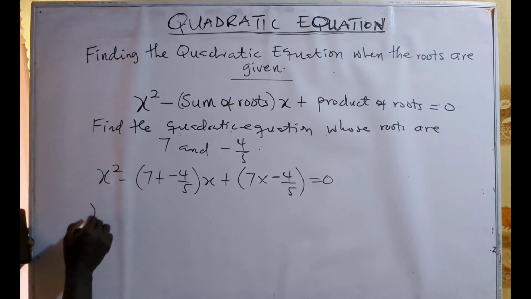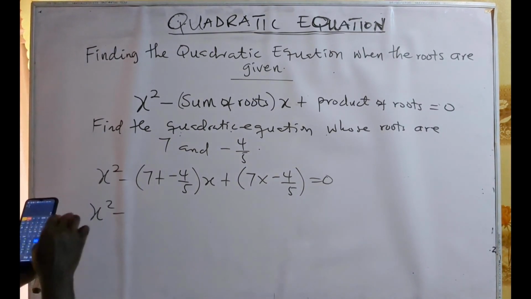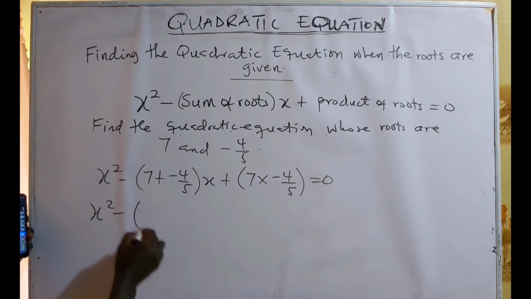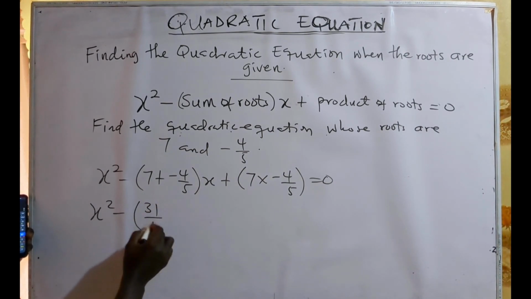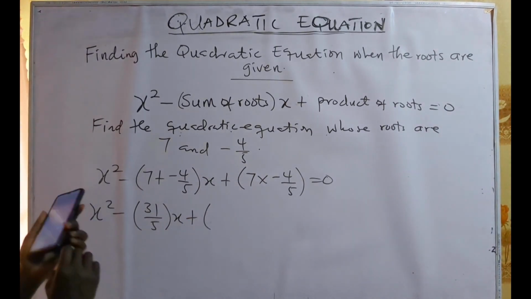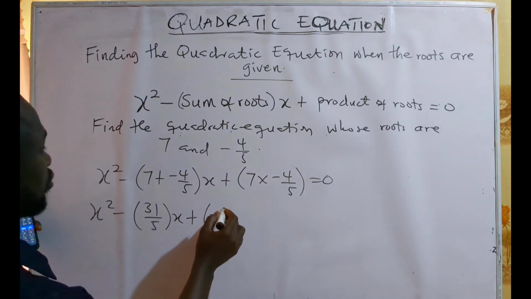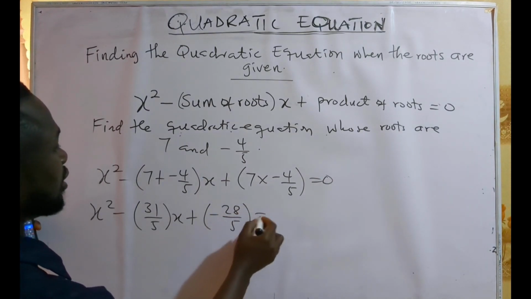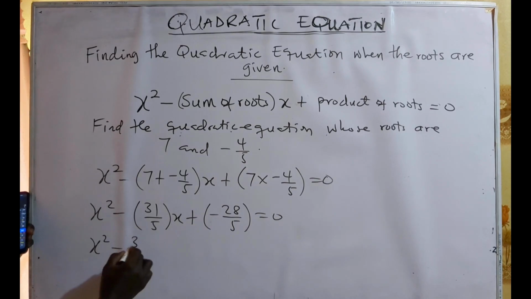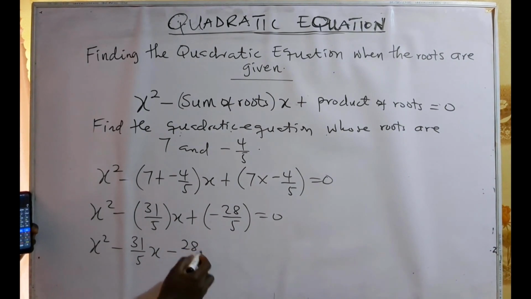So we are going to have x squared minus, so let's do the sum. 7 plus minus 4 over 5 will give us 31 on 5, then x, then we have plus, let's also look at 7 times minus 4 over 5, which will give us minus 28 on 5 equal to 0. We are going to have x squared minus 31 on 5x, then plus minus will give us minus 28 over 5 equal to 0.